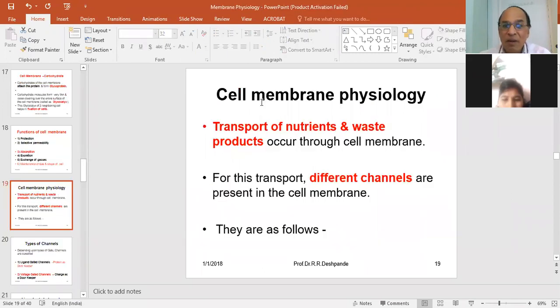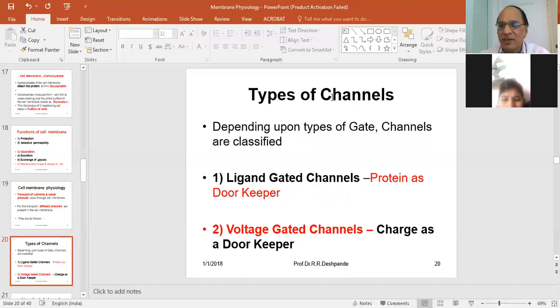Now, what is the cell membrane doing in physiology? Transport of nutrients and throwing out of waste products. For this transport, there are different channels. So, different doors are there. These are the types of channels. Mainly two types of doors.